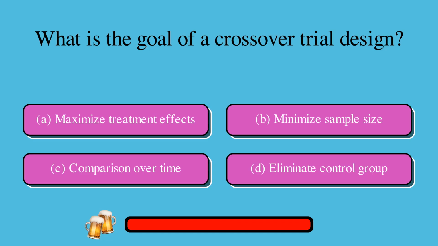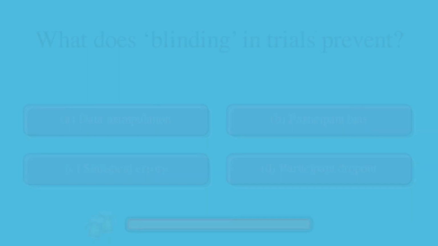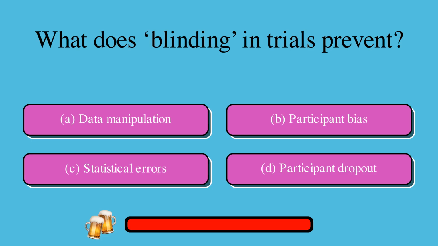What is the goal of a crossover trial design? A. Maximize treatment effects, or B. Minimize sample size, or C. Comparison over time, or D. Eliminate control group? The correct answer is C. Comparison over time. What does blinding in trials prevent? A. Data manipulation, or B. Participant bias, or C. Statistical errors, or D. Participant dropout? The correct answer is B. Participant bias.